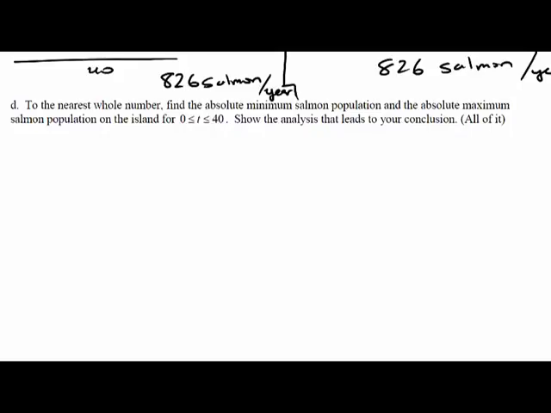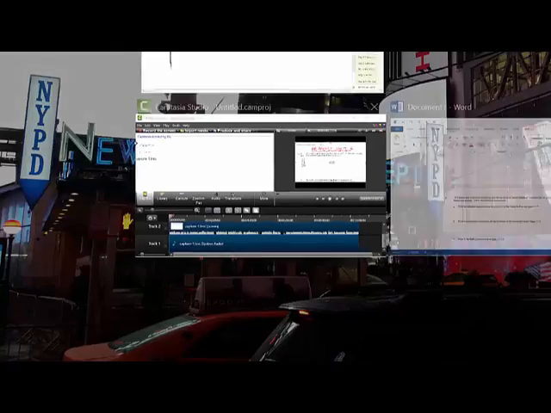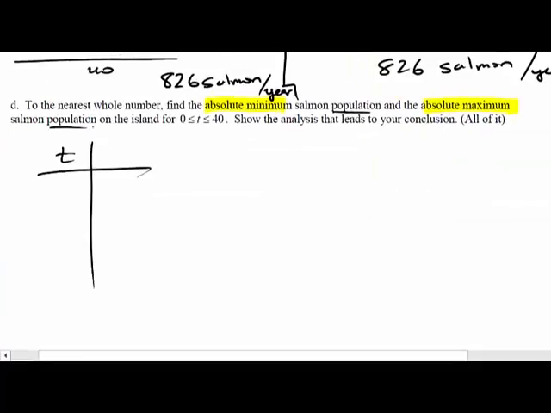All of it. So, immediately, absolute minimum, absolute maximum, that should register that you will need a table. Now, a table of what? Well, the independent variable is t. That's pretty clear. But since I'm trying to maximize and minimize the population, this will be P of t. So, what goes in the table? Well, as always, I need my critical points, and I need my endpoints.